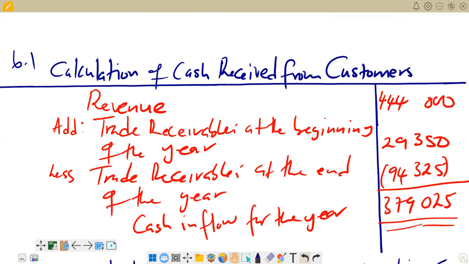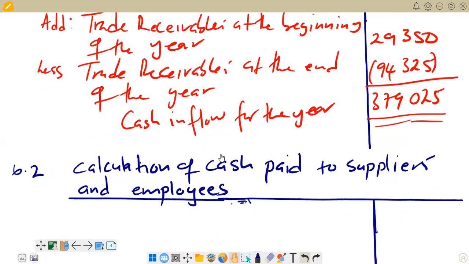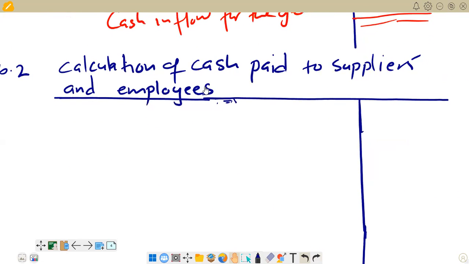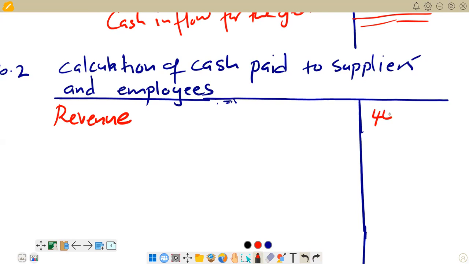When we come here now, we go to that statement, that is 6.2. So we have a calculation of cash paid to suppliers and employees. So if you come here now, we are saying we are going to start with revenue. And the revenue, remember, we are going to put it as a negative figure here, which is 444,000 as a negative figure. And then we are going to adjust for net profit for the year.